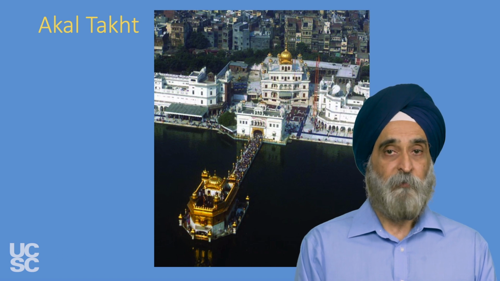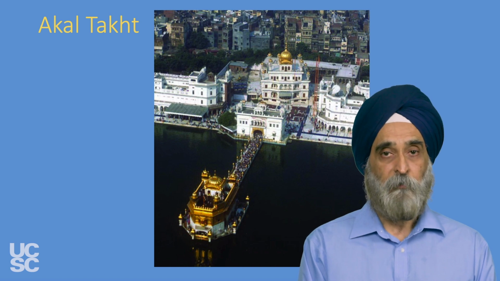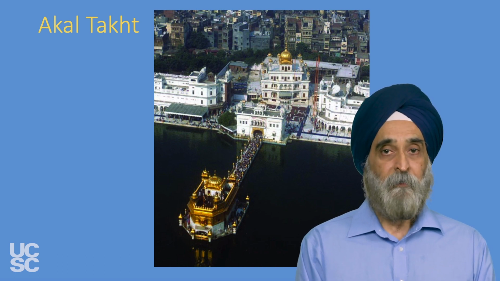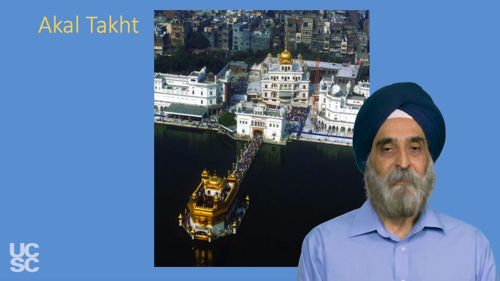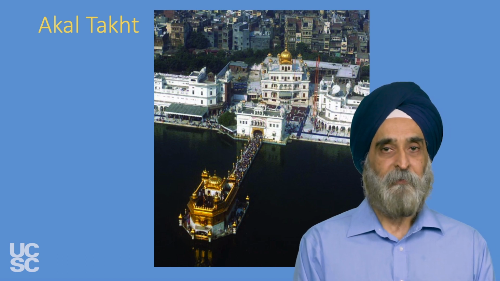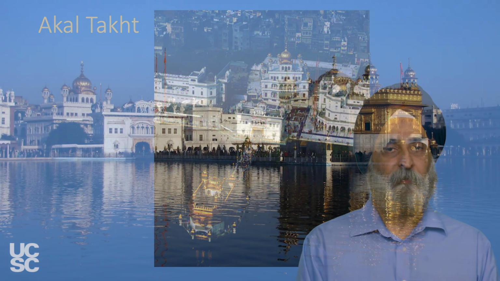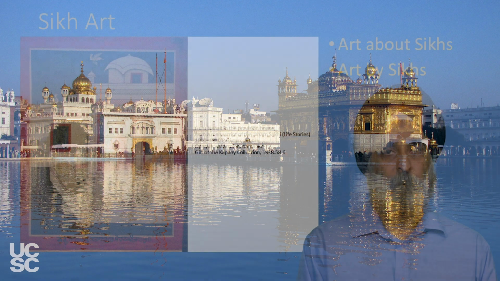Another connection with history is that the Akal Takht was very badly damaged in the 1984 attack on the Golden Temple by the Indian government. There's a further story to that: the Indian government rebuilt the Akal Takht without consulting the community. And the community then proceeded to demolish the Indian government's construction and build it themselves using their own labor. And again, that was very symbolic of the sovereignty and self-authority of the Sikh community.